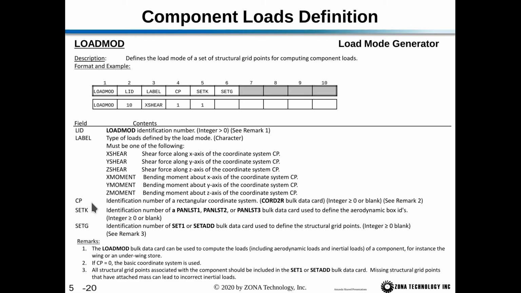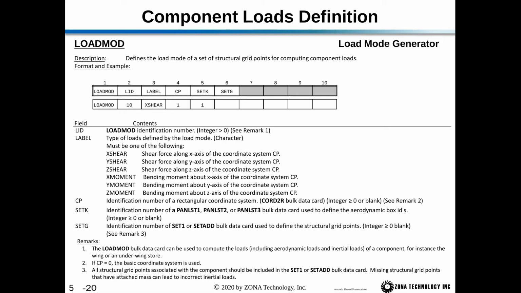So CP is the next field. This refers to a Chord 2R card. If CP is 0, then the basic coordinate system is used. Next we have set K, which is the identification number of a pan-LST cards, which define the aerodynamic box IDs. And set G is the identification number of a set 1 or set add bulk data cards used to define the structural grid points.